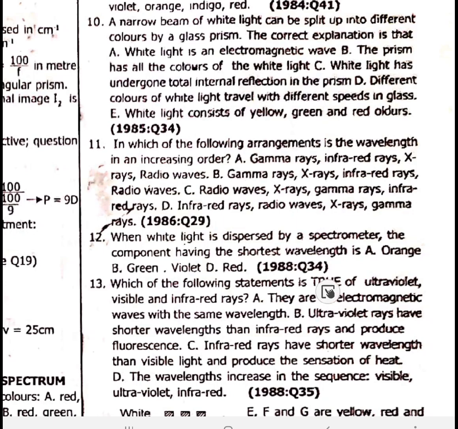So which of the following statements is true of ultraviolet, visible, and infrared rays? They are talking about all three of them. The correct answer, let me see the options: ultraviolet rays have shorter wavelength. Don't forget, ultraviolet is closer to gamma rays, shorter than infrared rays, and produces fluorescence.